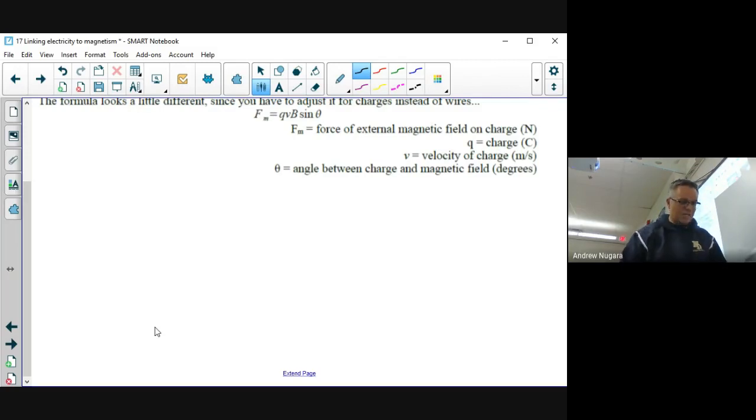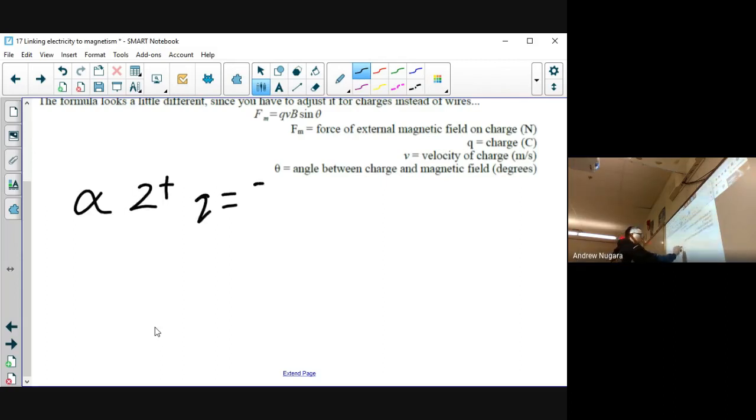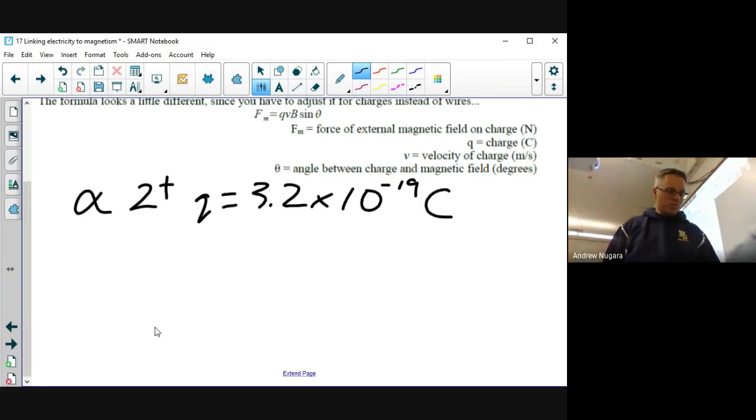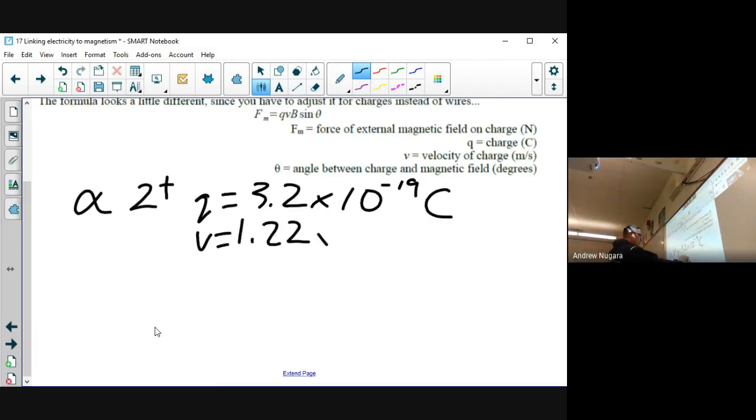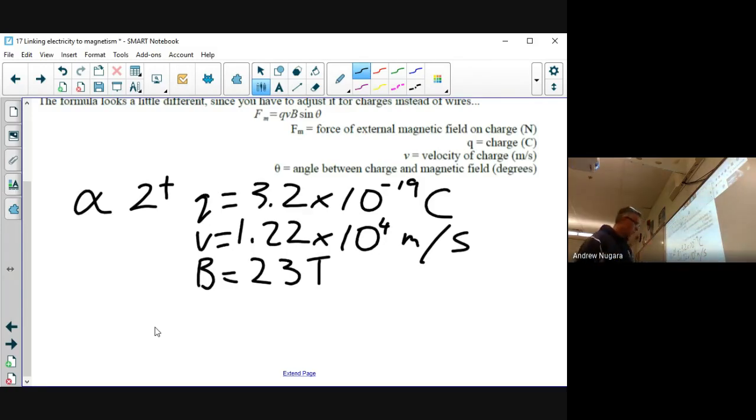Example 3 says if an alpha particle has a charge of plus 2, so therefore Q equals 3.2 times 10 to the negative 19 coulombs. If an alpha particle moves at a velocity of 1.22 times 10 to the 4 meters per second through a 23 Tesla magnetic field, determine the force it will experience. And it says it's perpendicular.